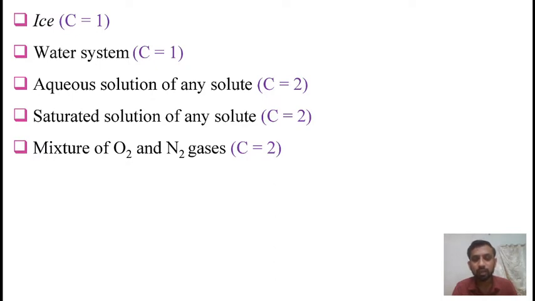This definition is very easy to apply when the species present in a system do not react. In such cases, we just count the number of chemical constituents present in a system. For example, ice, it is a one component system. Water system, it is again one component system. Aqueous solution of any solute, it is a two component system, one for the solute and one for the solvent. Saturated solution of any solute, again it is a two component system. Mixture of O2 and N2 gases, it is a two component system, one for O2 and one for N2.